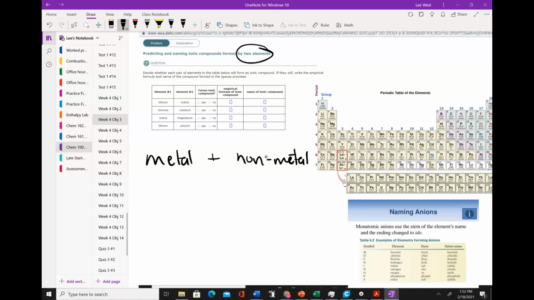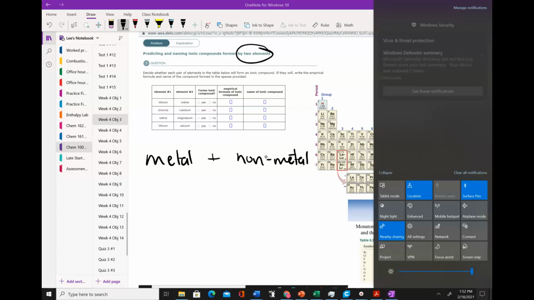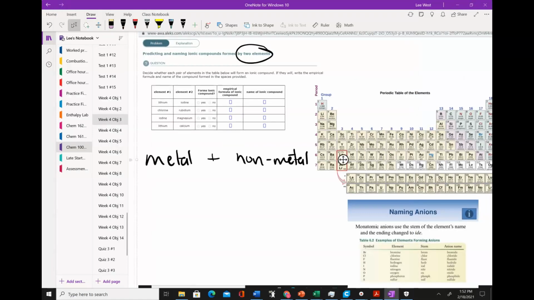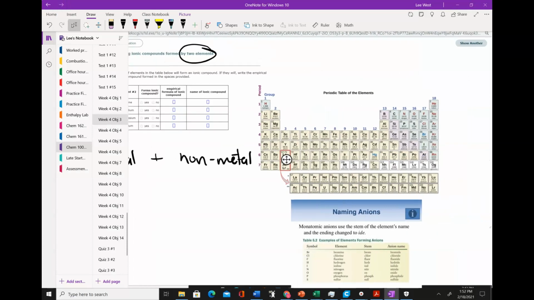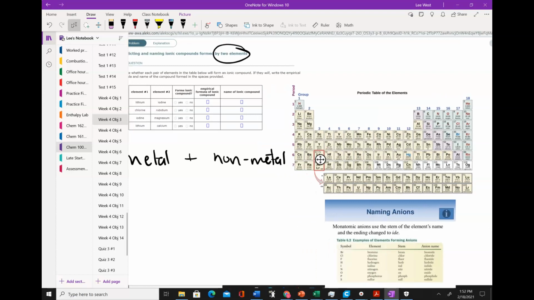So this periodic table that I've got here is colored so that the metals are yellow and the non-metals are sort of that greenish color. So it should be pretty easy to figure this out. Lithium is definitely a metal, and iodine is a non-metal. So yes, they can form an ionic compound.